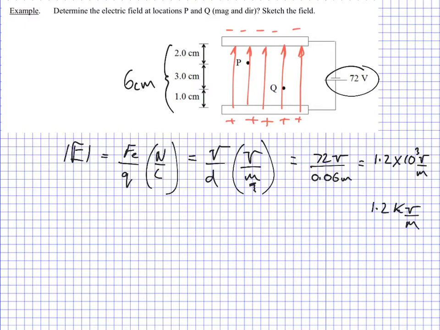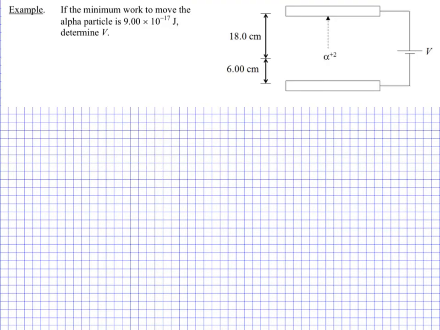Now, what's the difference? And so that would be the field strength at Q here. What would be the field strength at P? Well, it's a uniform electric field, so it's kind of a trick question. It's going to be the same.